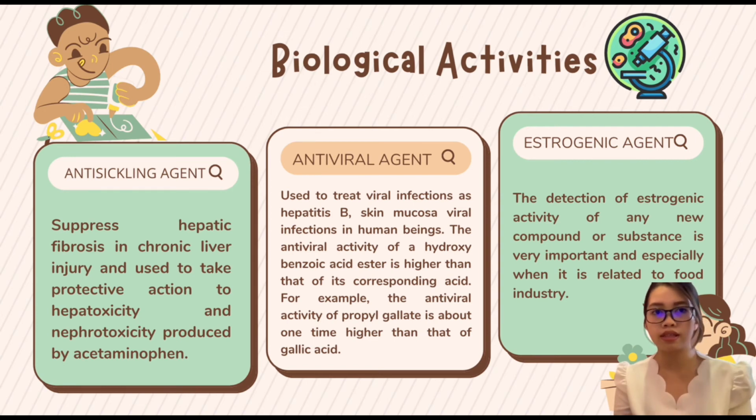The next one is antiviral agent. It is used to treat viral infections such as hepatitis B and skin mucosa viral infections in human beings. The antiviral activity of hydroxybenzoic acid ester is higher than that of its corresponding acid. And the last one is estrogenic agent. The detection of estrogenic activity of any new compound or substance is very important, especially when it is related to the food industry.